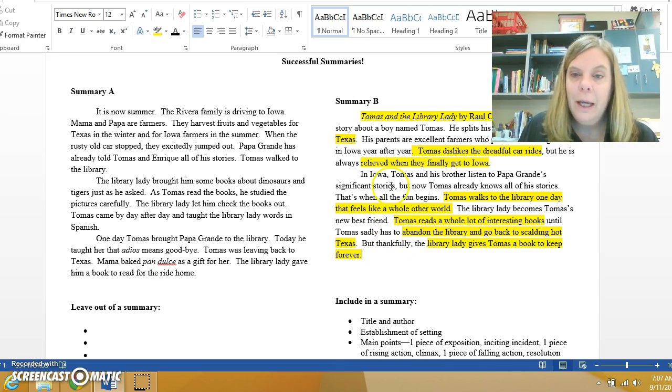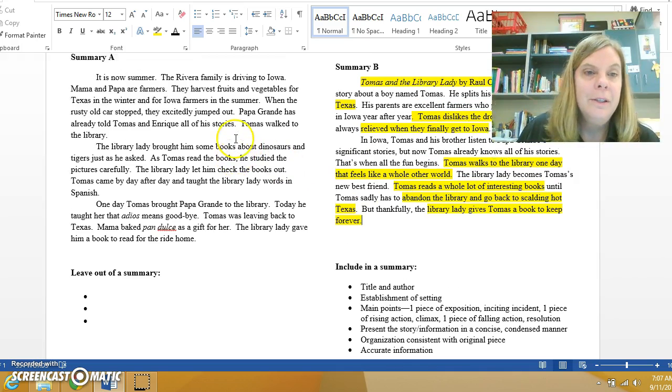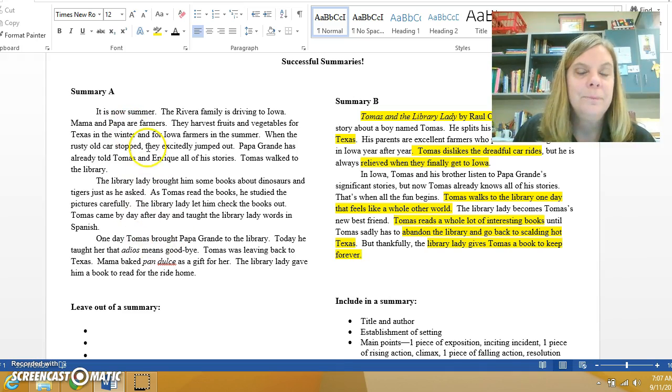Okay. You'll notice that so far the writer of this summary has done a great job. And let's look. The information is presented in a concise, condensed manner. I went ahead and counted the number of sentences, and there are only 10 sentences in this summary, and that's pretty good because this is a chapter book. So we know that the story itself is a novel, and to be able to summarize that in 2 paragraphs, 10 sentences, is very good. And Summary A, which is not as strong, is actually longer. It's 15 sentences and has much less good information in it.